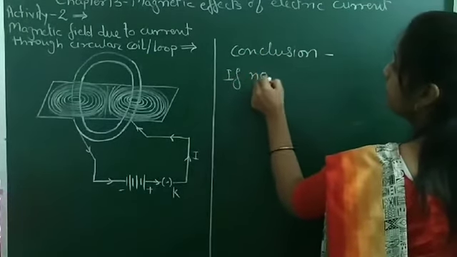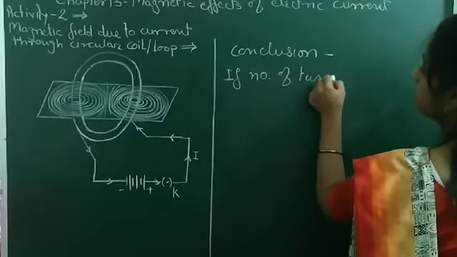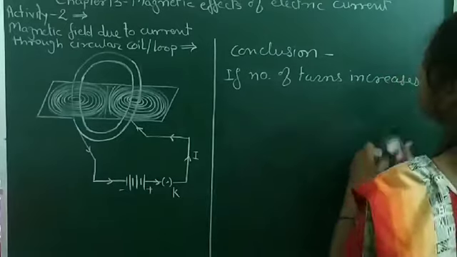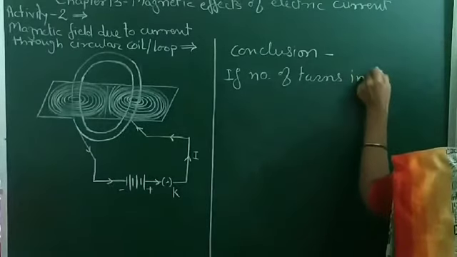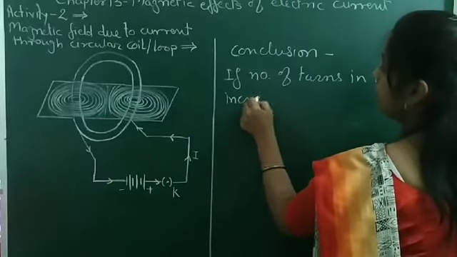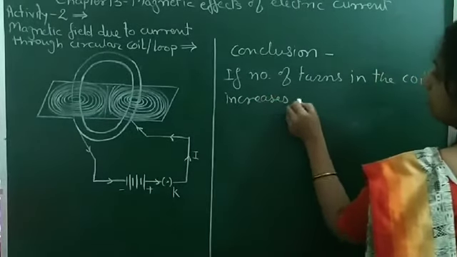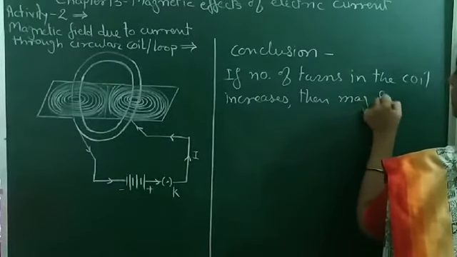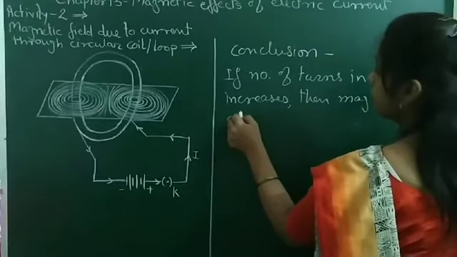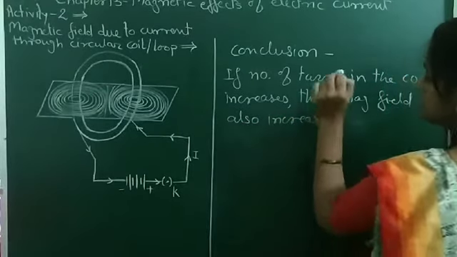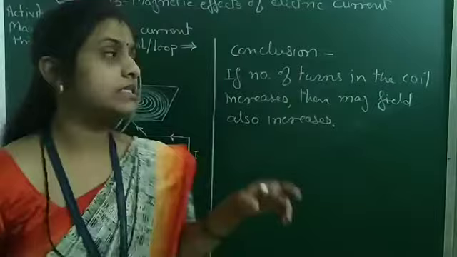If the number of turns in the coil increases, then the magnetic field also increases. So this is the conclusion of this activity.